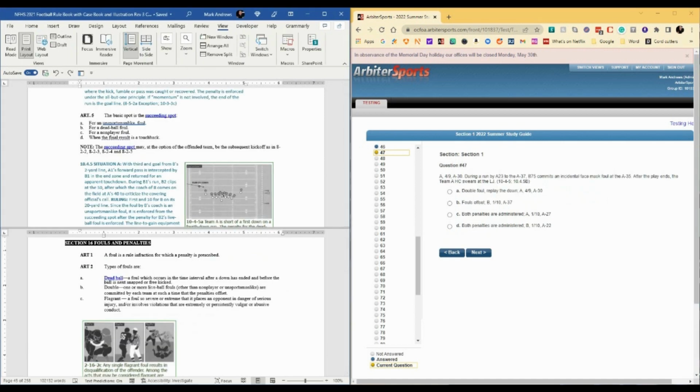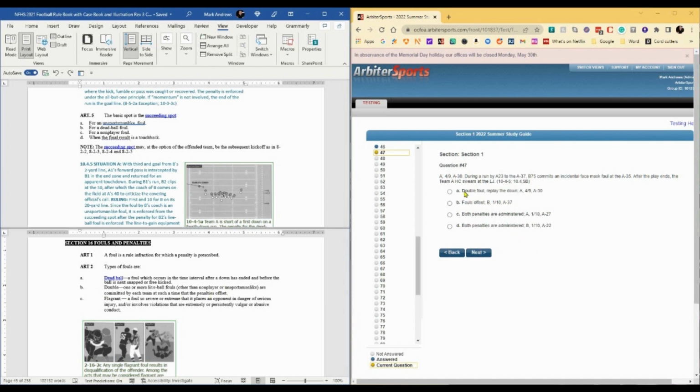Question 47. A 4th and 9 at the A30. During a run by A23 to the A37, B75 commits an incidental face mask at the A35. After the play ends, the Team A head coach swears at the line judge. And the rule references 10-4-5 and case 10.4.5b. Now, I would have liked it if he had included 2-16-2 because it talks about the types of fouls.